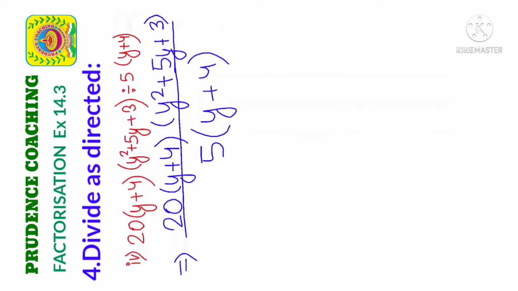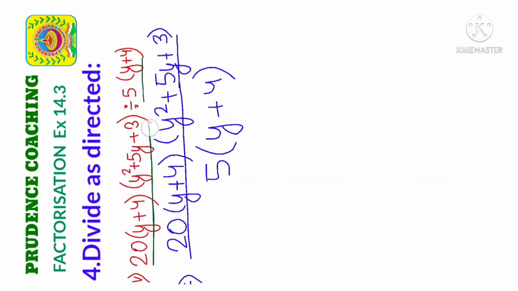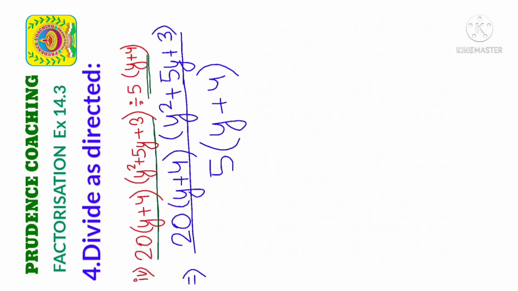Let us start with the next sum. As you can see, here we are asked to divide this by this. So we are going to write this one in the numerator, and by which we are going to divide, here we have written that one in the denominator. Now as you can see, in between 20 and this bracket we don't have anything. That means here we have multiplication, here between these two brackets we have multiplication, and here we have multiplication.